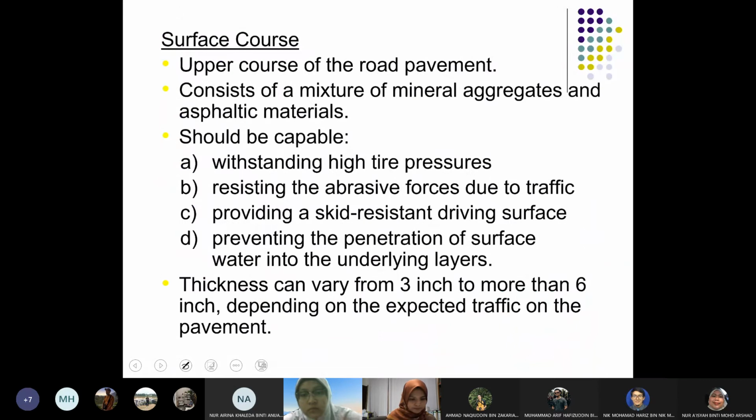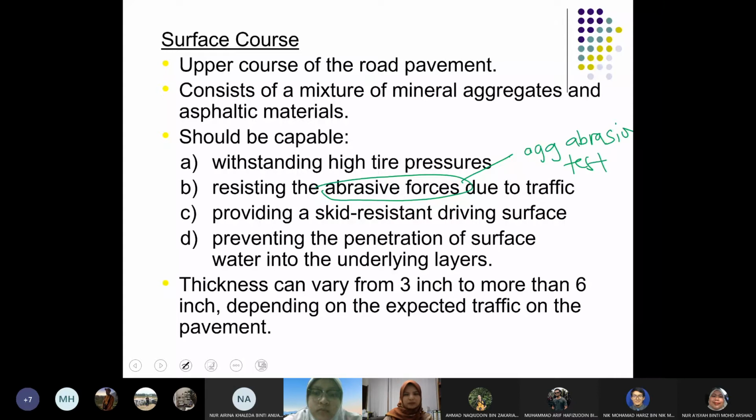Okay, so kita lihat sini ya. This is the upper course of the pavement. Consists of mixture of mineral aggregates and asphalt material. So inilah layer asphaltic concrete kita. Should be capable to withstand high pressure, resist the abrasion force due to traffic loading. Sebab tu kita buat aggregate abrasion test tu.